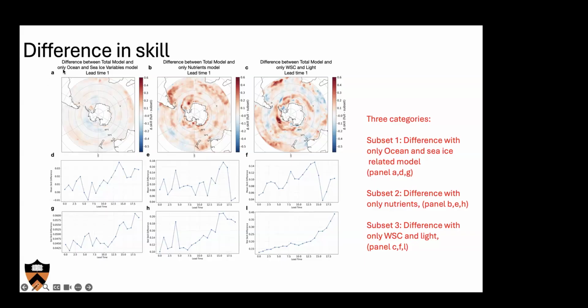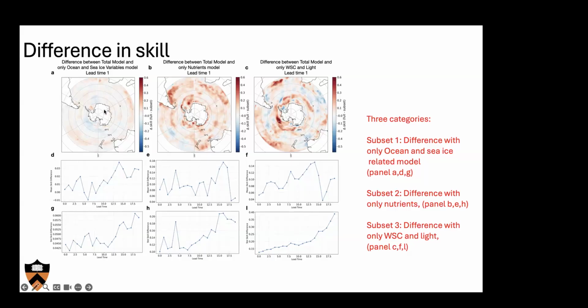So in panel A, I use only ocean-related variables, so only mixed layer depth, SSH, sea ice, and temperature. Panel B is where I use only the nutrients. So this is the difference between the total model minus the skill with the nutrient-only related, and C is with light related only. Now when you see a low value here, it means that subset of features is actually very good, because you can predict the NPP also with this subset of features.